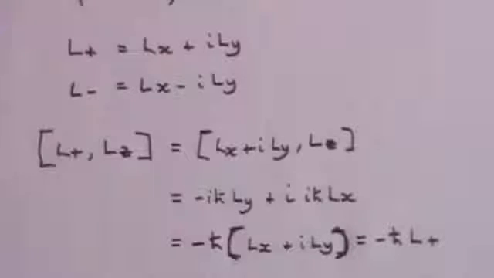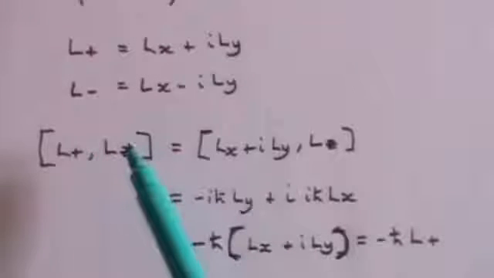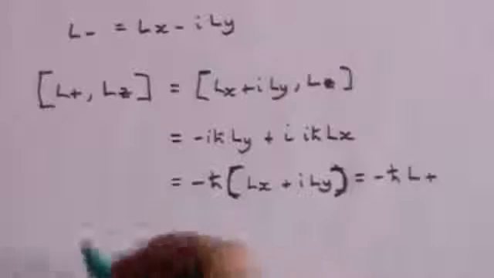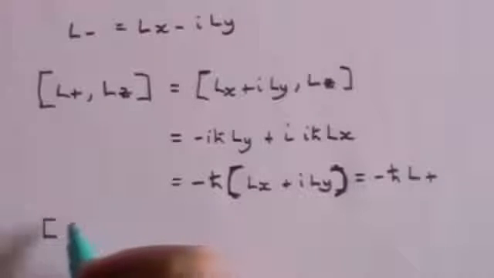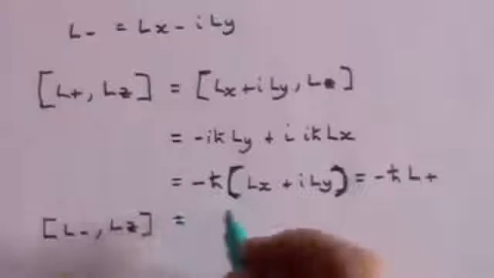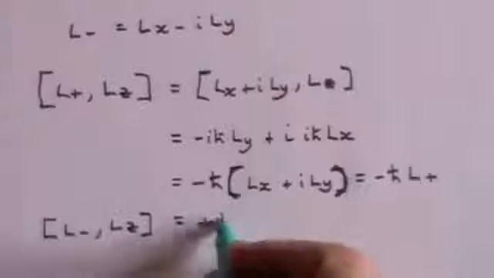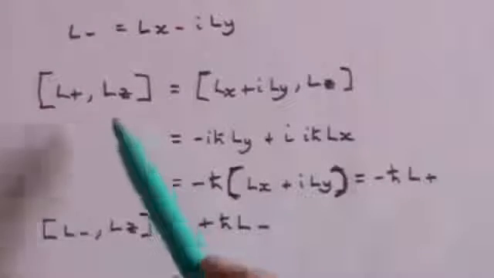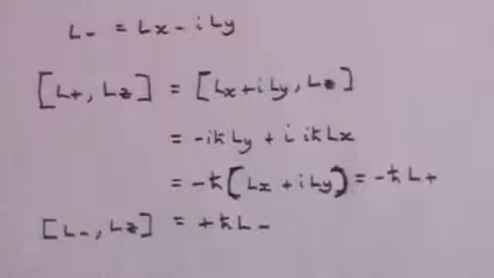So I've shown that the commutator of L plus and Lz is equal to minus ħ L plus, which does not equal 0, which means you couldn't measure these two at the same time, even if you wanted to. I can also tell you, without going through all the maths again, but you can check it if you wish, that the commutator of L minus and Lz is equal to plus ħ L minus. So that's the other commutator here.